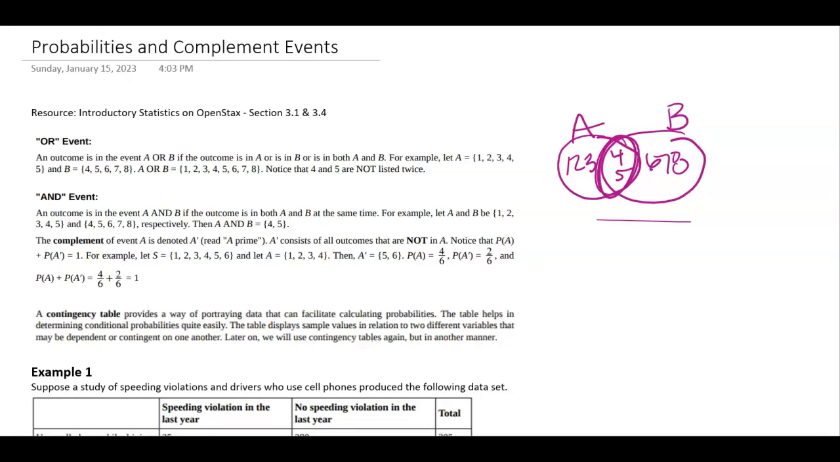Now the complement of A is noted two different ways. It might be A prime like that, or it might be A with a little C for complement. And what it means is just not A happening. So if our sample space is all of the numbers 1 through 6 and A is 1, 2, 3, and 4, then not A is 5 and 6, okay?